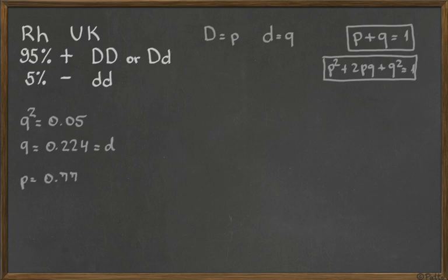Okay, so that is the one. And of course, P is going to be 1 minus that, so it's about 77.6%.